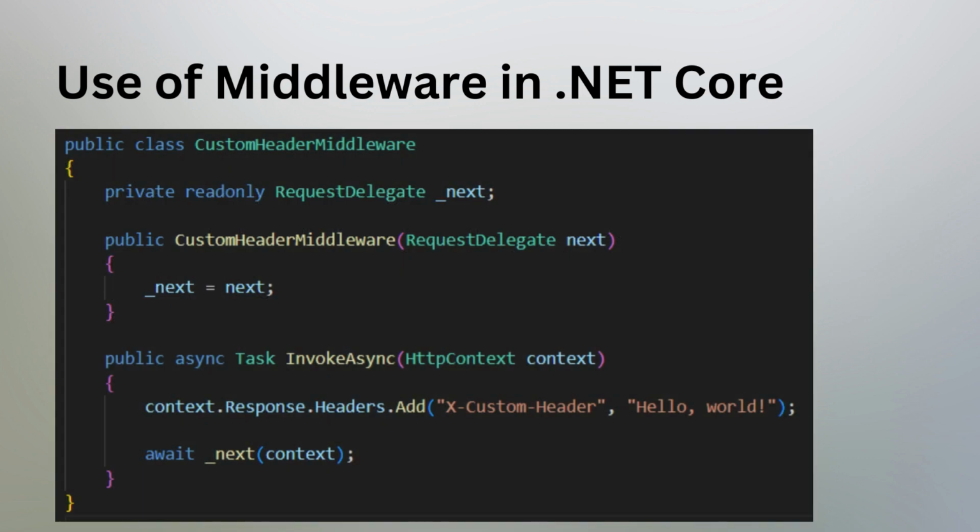Here is an example of a simple middleware component that adds a custom header to the response. In this example, the custom header middleware class defines a constructor that takes a request delegate object, which represents the next middleware component in the pipeline. The InvokeAsync method is called for each incoming request and adds a custom header to the response. Finally, it calls the next middleware component in the pipeline by invoking the _next delegate.